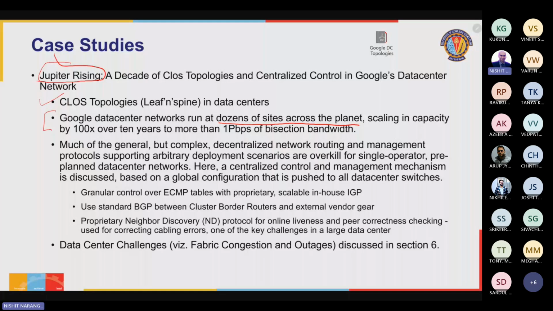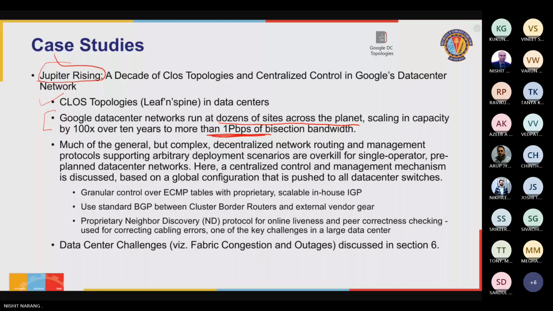And the capacity increase that Google has seen is over 100 times in the last 10 years. So the cross-sectional bandwidth that they've had to provision to handle this kind of server-to-server traffic is 1 petabit per second, 1 Pbps bisection bandwidth. That's how high the volume is within the data center network, flowing between server to server.